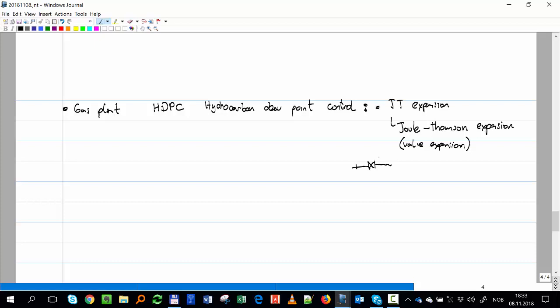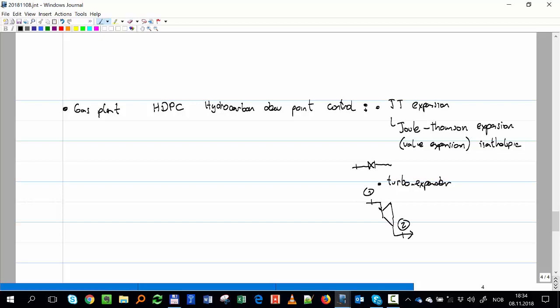Then we can also do it with a turbo expander, where it's not anymore isenthalpic. Okay, this is not anymore isenthalpic. This is like a turbine. So how do I make a turbine? A turbine is like that, it enters through the small part, 2.